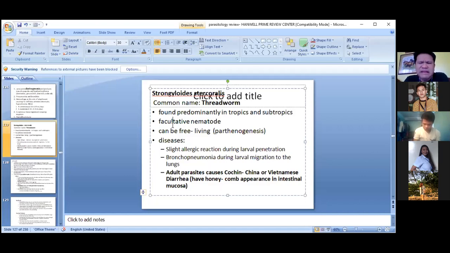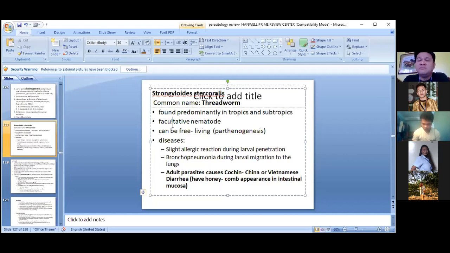Dean, bakit may indirect life cycle? Yes, you heard me right. Because there are 3 life cycle episodes for Strongyloides stercoralis: direct life cycle, indirect life cycle, and auto-infection. I will be discussing that in a while. Okay, tatlo ang kanyang life cycle.